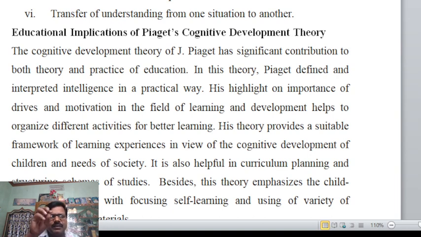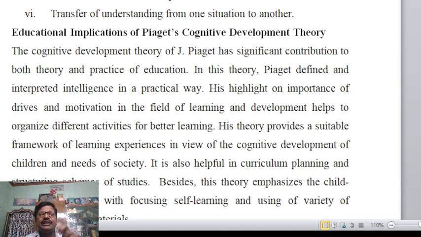That is the developmental characteristic during that stage. So the teacher should understand that, the parents should understand that. Without knowing these developmental characteristics, good educational programs cannot be developed, and effective learning activities cannot be developed. So the cognitive development theory of Jean Piaget has a significant contribution to the theory and practice of education. In this theory, Piaget defined and interpreted intelligence in a practical way.